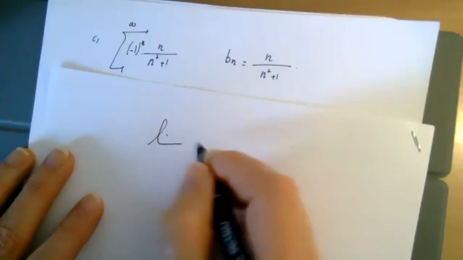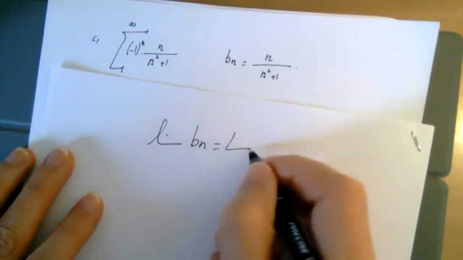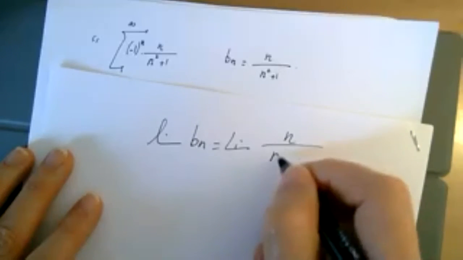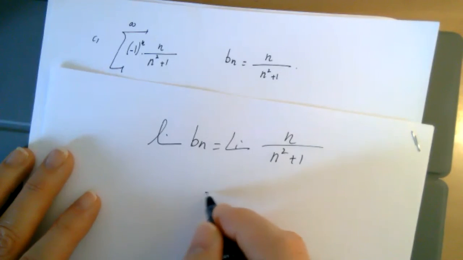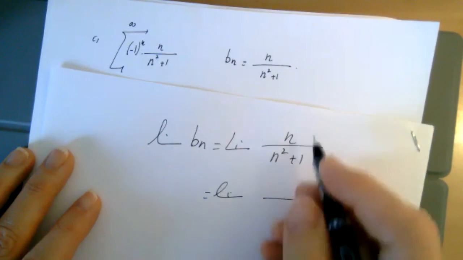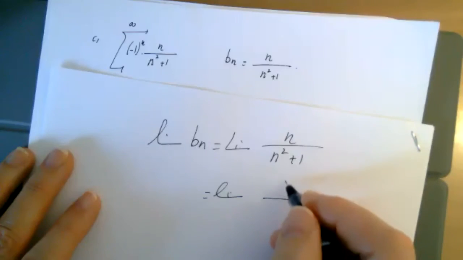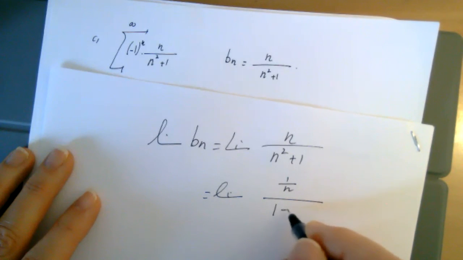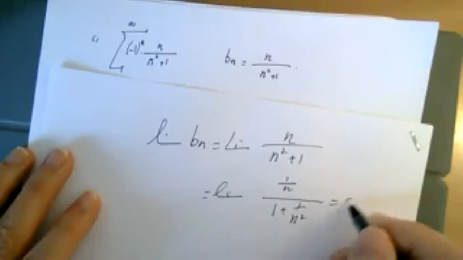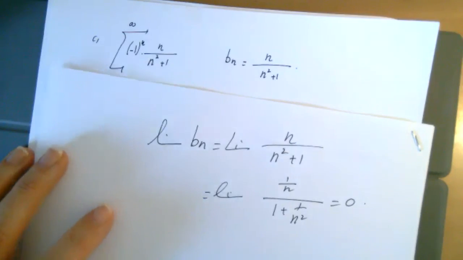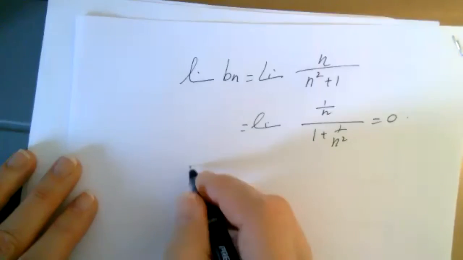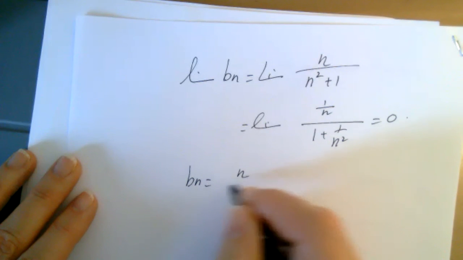So the limit of the Bn is the limit of n over n squared plus 1. We know that this goes to 0. If I divide by n squared, I will have 1 over n over 1 plus 1 over n squared, which is, of course, equal to 0. Now, the only hard part here is that Bn is n over n squared plus 1.